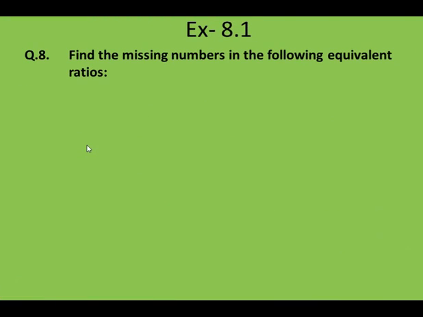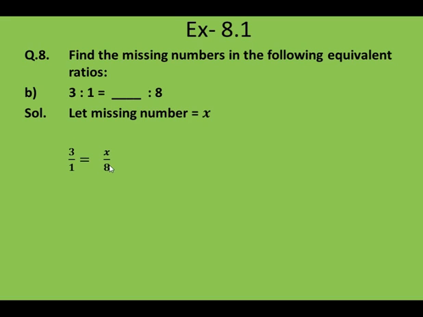Then in B part we are having 3:1 equal to dash is to 8. So let the number be x. Now we write them into fraction. So cross multiply them. So what we will get, x equal to 3 into 8, that is x equal to 24. Okay.